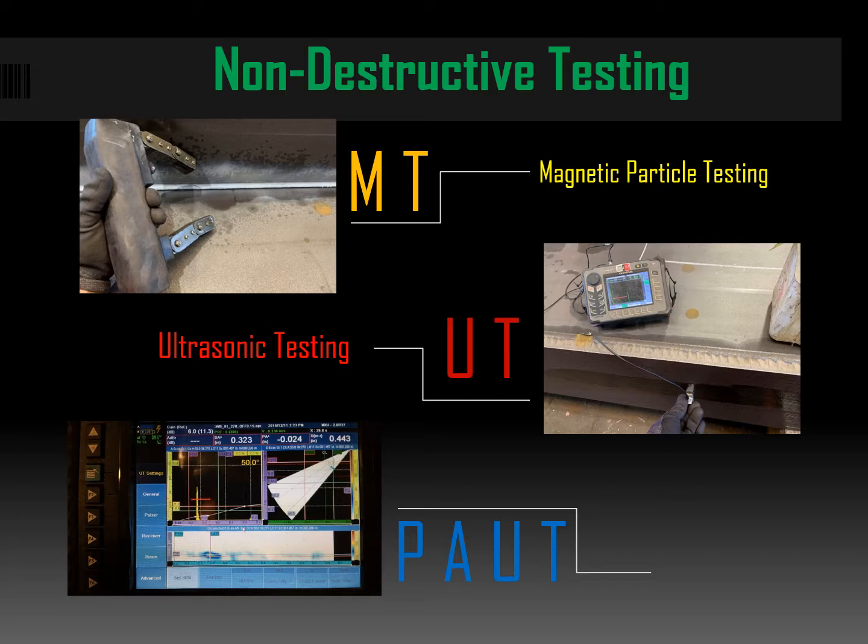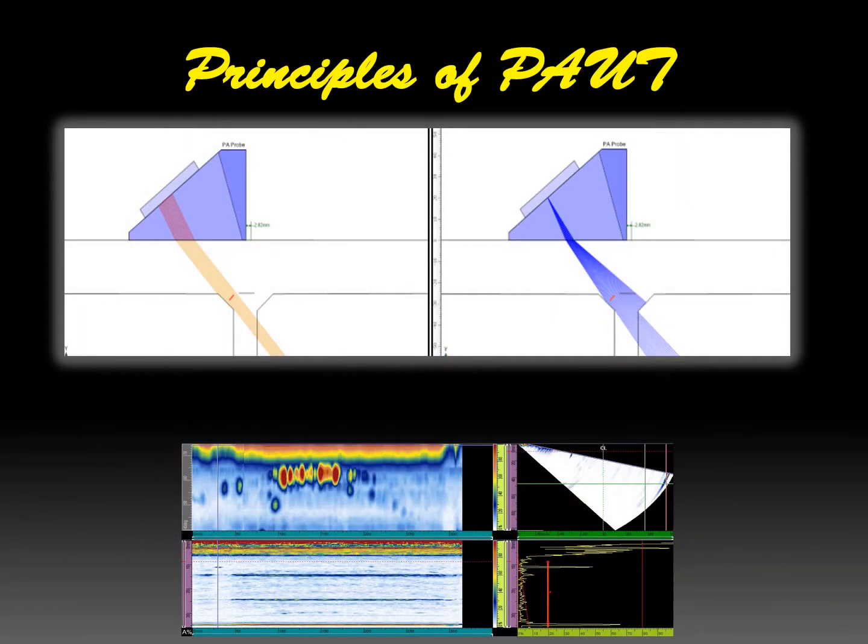PAUT is phased array ultrasonic testing. It uses the same principles as ultrasonics with the added benefits of beam steering, focusing, and providing a permanent record of results. It is quickly becoming commonplace in NDT laboratories and workshops. Today, I will discuss how the principles of phased array ultrasonics can be adapted to create an effective inspection scope when searching for subsurface discontinuities in T-fillet welds.